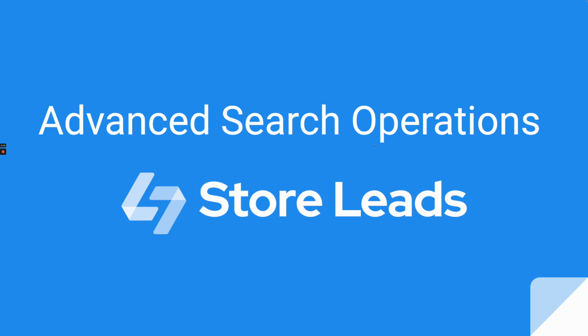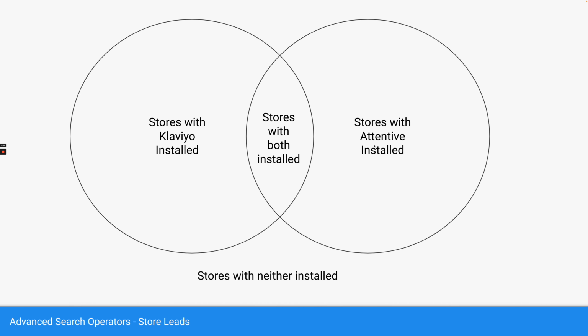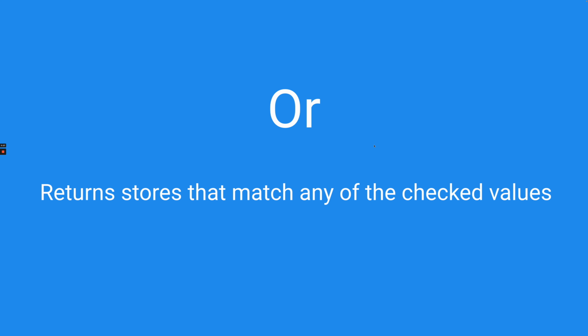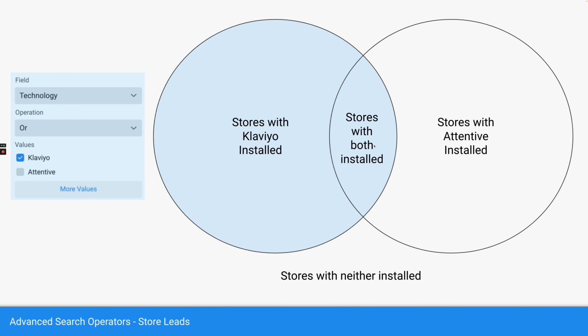So let's go over an example where you might be interested in stores that have Klaviyo installed, or stores that have Attentive installed, stores that have Klaviyo and Attentive installed, and stores that have neither of these apps installed. So, or returns stores that match any of the check values. Here you can see on the left, this is what the filter would look like. And on the right, you can see it visualized in a graph.